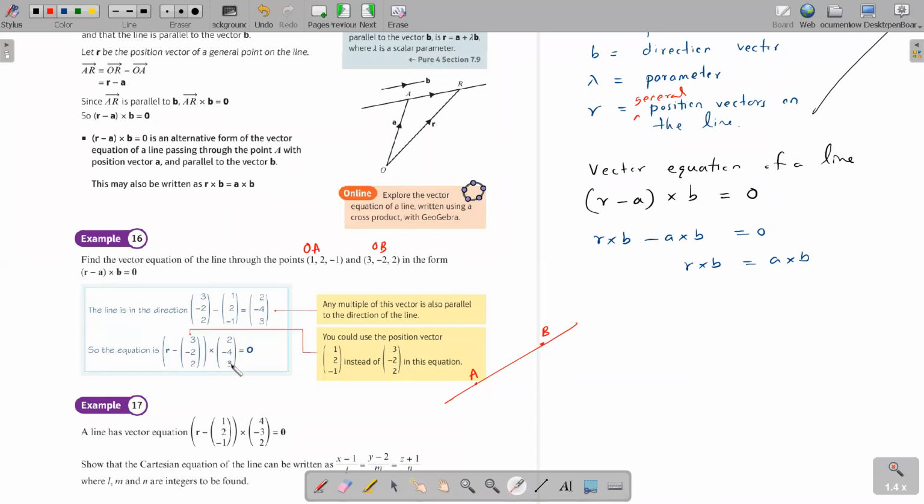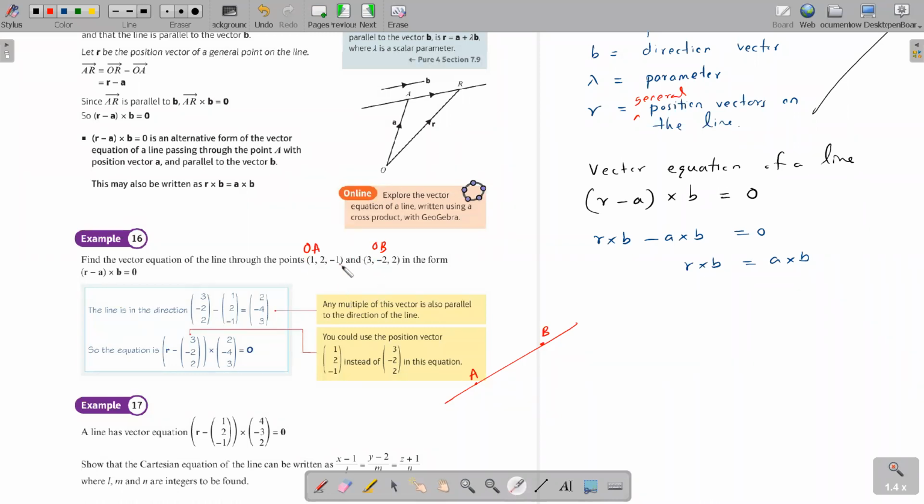So the AB vector will be the cross B here. And for R minus A, of course, you could use either (1, 2, -1) or (3, -2, 2), because both of them are position vectors on your line. So you could use any one. Are you getting what I'm saying?